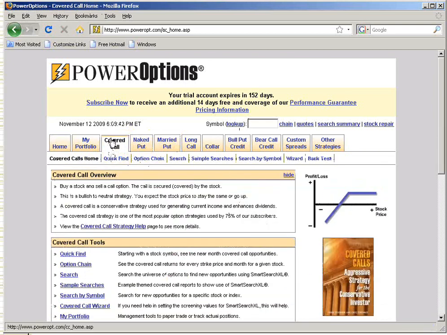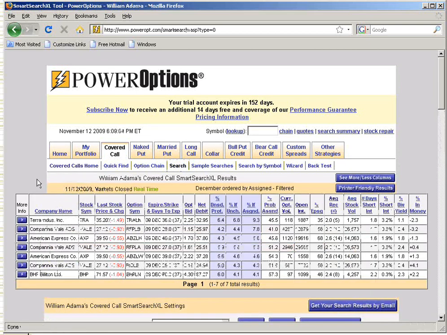When I first click on the covered call screen, we have the available tools: quick find, the current option chain, of course, the search tool to look for positions that match our criteria in the current market, the sample searches, the search by symbol, and then, of course, the backtesting tools. But before I go into the backtest tools, I want to go right into the main search tool for this particular covered call.